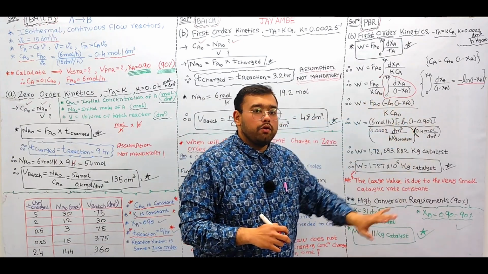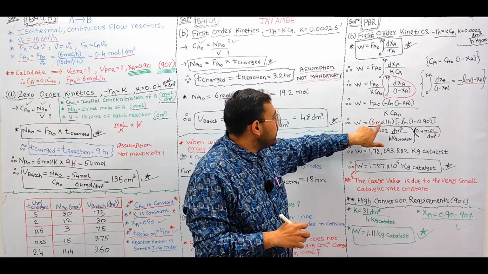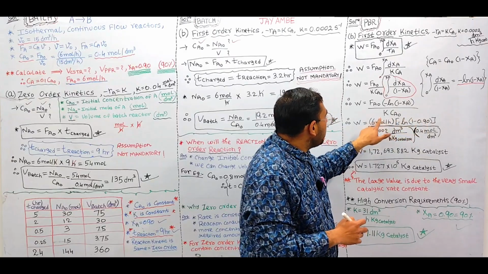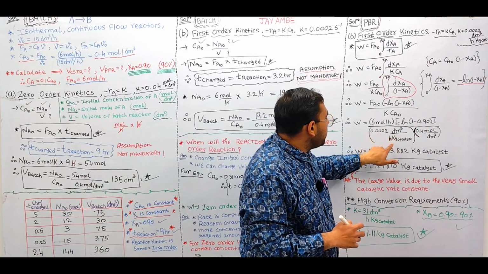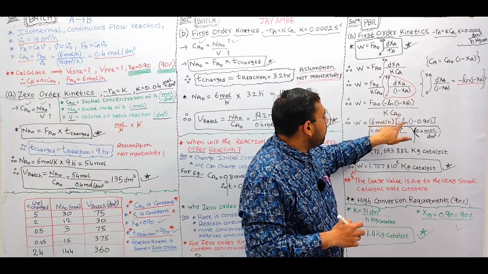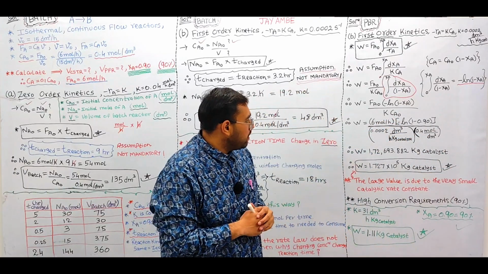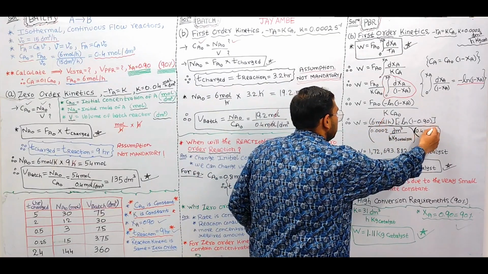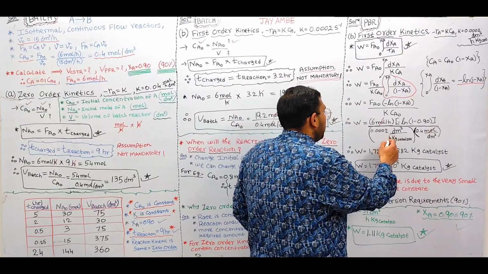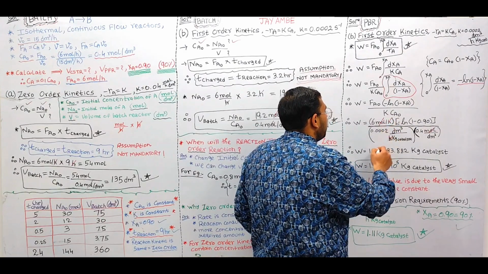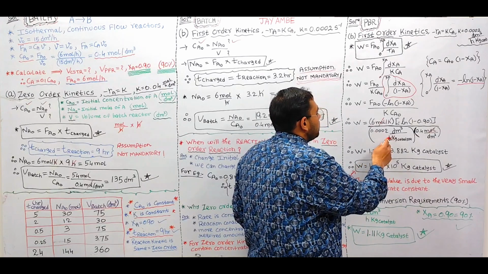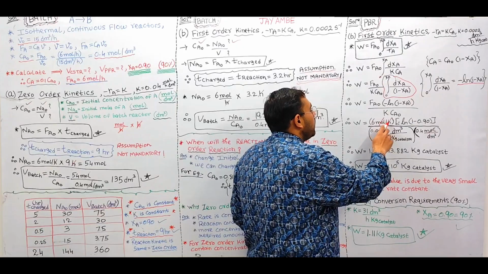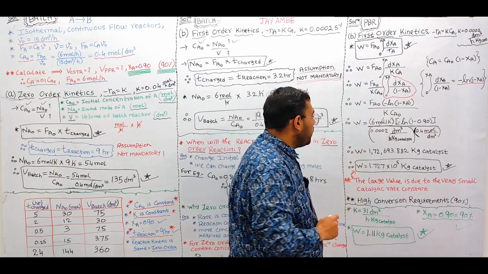Now we'll substitute all those values. The molar flow rate is 6 moles per hour, minus ln of 1 minus the conversion 0.90, K is 0.0002 cubic decimeter per hour per kg catalyst, and Ca naught is 0.4 moles per cubic decimeter, right? From here, the moles in the numerator and denominator will get cancelled off, and the hour will get cancelled from the denominator and numerator, right? This is in the denominator of the denominator, so hour will come into the numerator, and here we have the hour in the denominator, so this will come here.